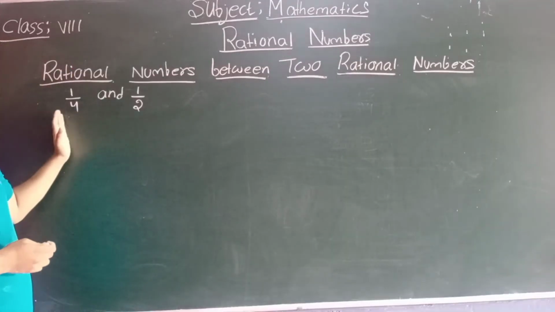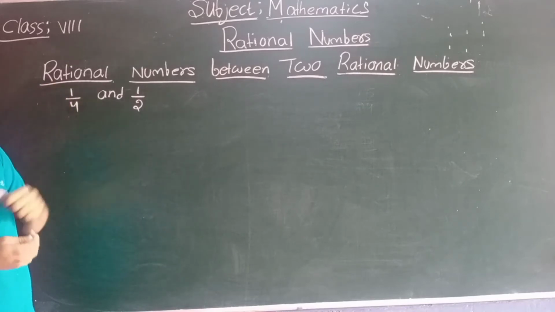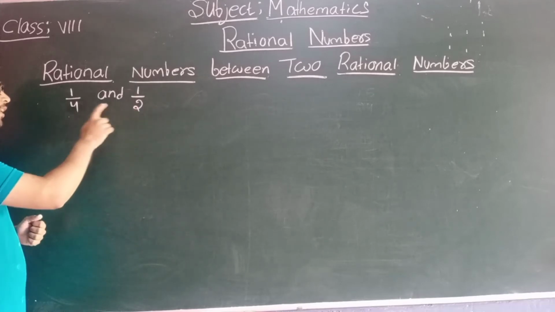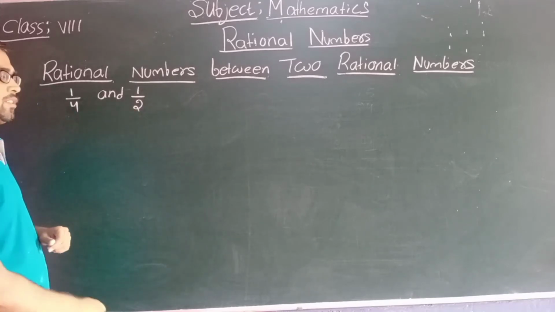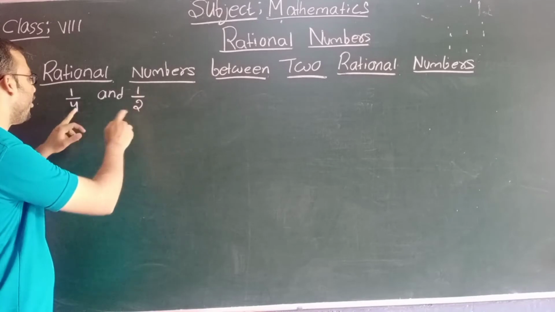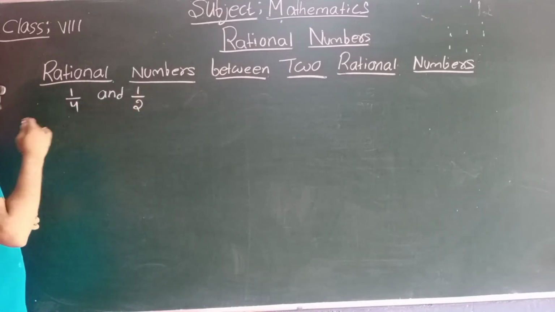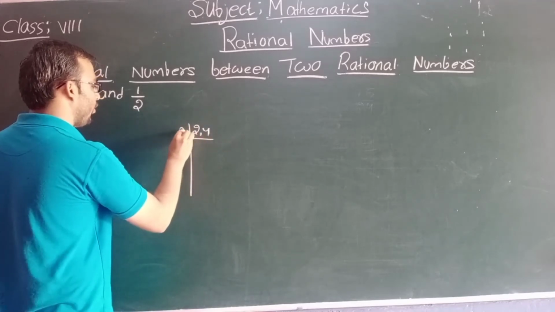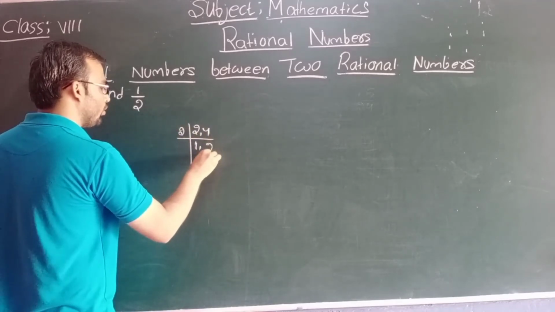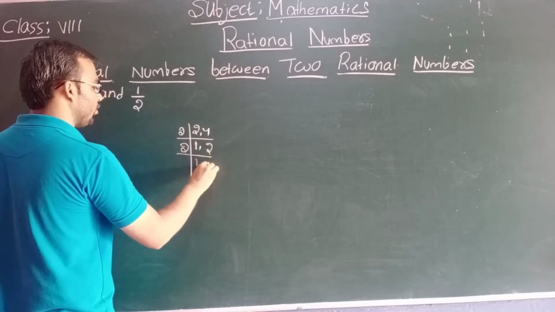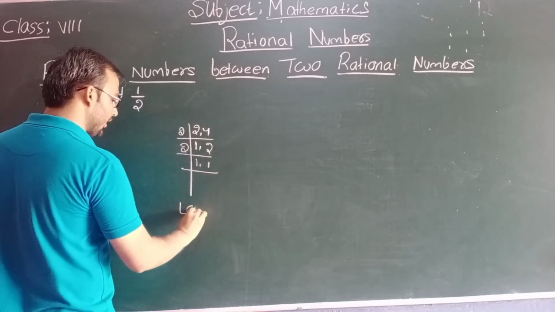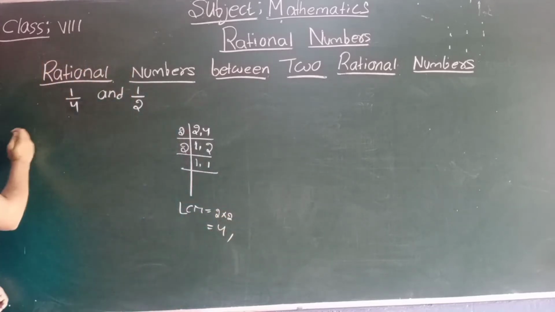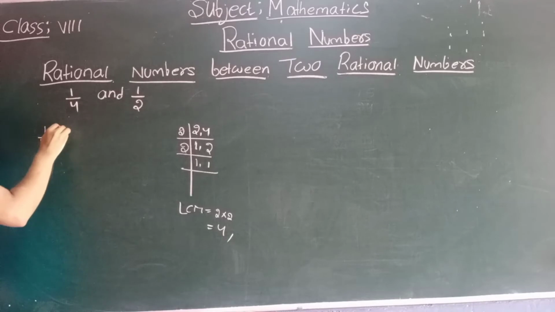Now, if you are asked to write the rational numbers between 1 by 4 and 1 by 2, how do you need to write? Same procedure. Look here, there are different denominators. As the rational numbers have different denominators, what do we need to do? We need to find the LCM of 2 and 4. 2 ones are 2, 2 2s are 4, 1 as it is, 2 ones are 2. So what is the LCM? 2 into 2, that is 4.